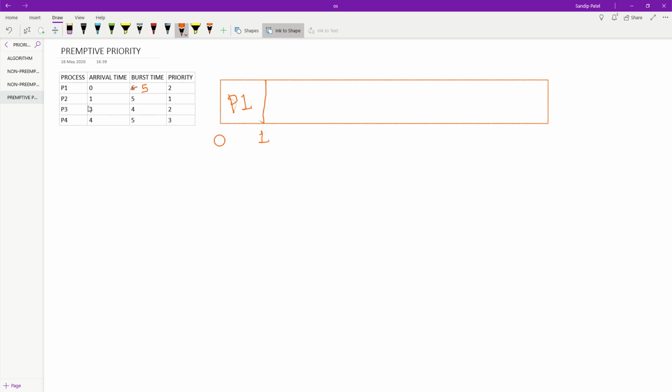Okay, at 1 millisecond P2 is there. P2 has priority 1, which is higher than P1, so we will swap out P1, having remaining time 5, and swap in P2. P2 will execute for 1 millisecond, so 1 plus 1 is 2, and 1 is completed, so 4 remains. It will check for any other process at 2 milliseconds. No, so P2 will continue.